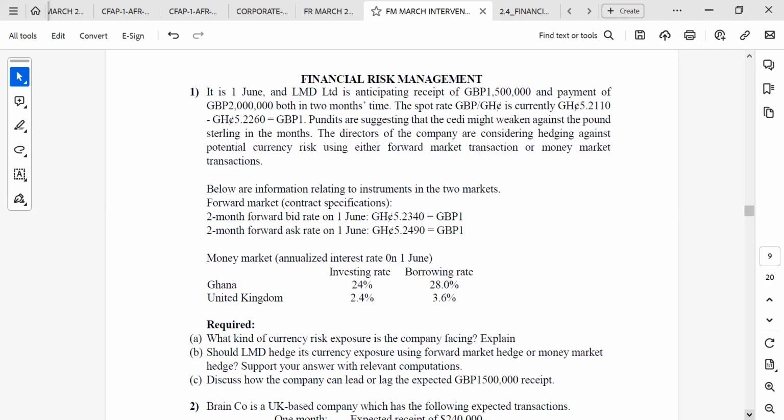Okay, so you can see that the company will be receiving what? 1.5 million what? Pounds, and also they will be paying what? 2 million pounds, both in 2 months' time. So in all, how much will the company be paying?